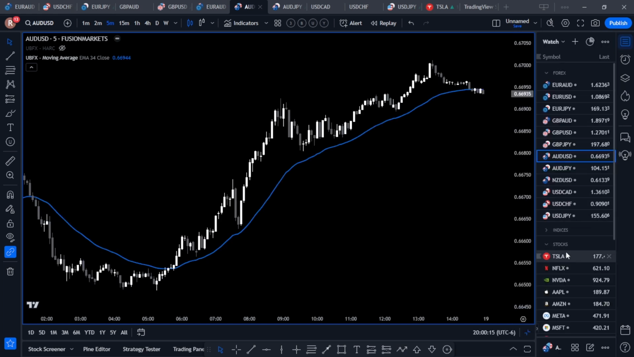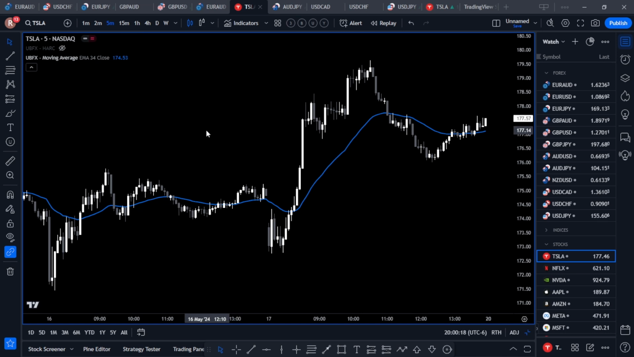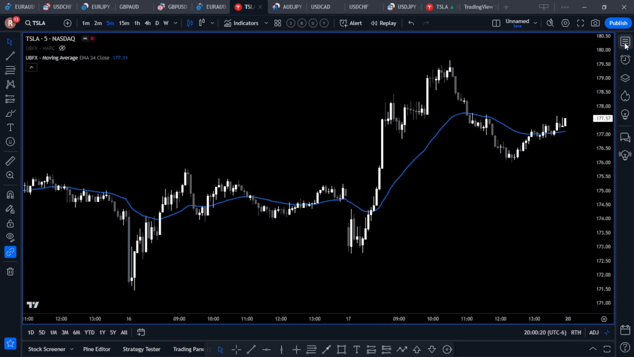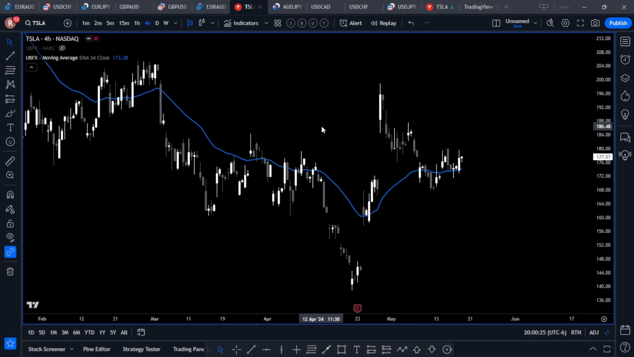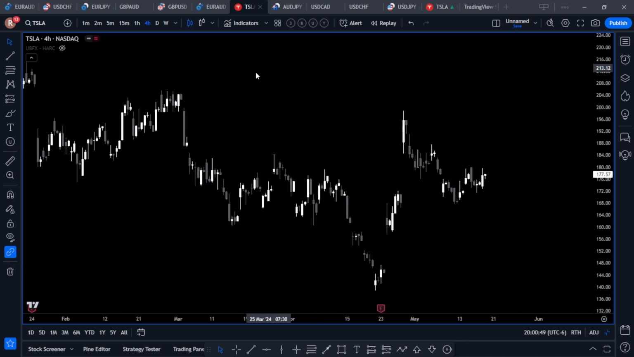Let's take a look at Tesla, for example. Tesla on a smaller time frame doesn't look too bad. Let's take a look at Tesla on a higher time frame. Tesla on a higher time frame is gapping like crazy, and it makes it very difficult to place a trade with a high level of certainty. Now, I'm going to get rid of the moving average here just so we can see the chart. Let's add those Heikin Ashi candles to this very gappy market and see what we can see.